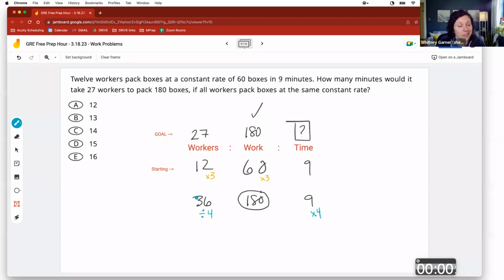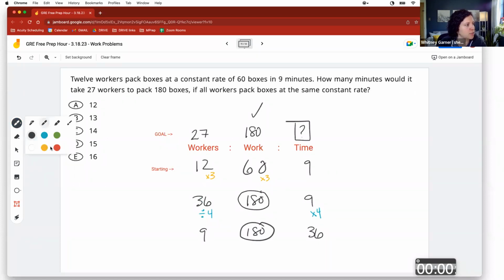You could have also divided this one by 36, take it all the way to 1. Doesn't really matter. That's going to leave me on a 9 here, 9 times 4 on this side. These are just going to switch places, right? This one's going to become 36. This one is still the 180 the way I want it.